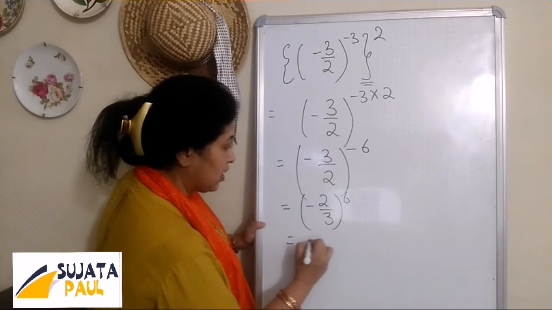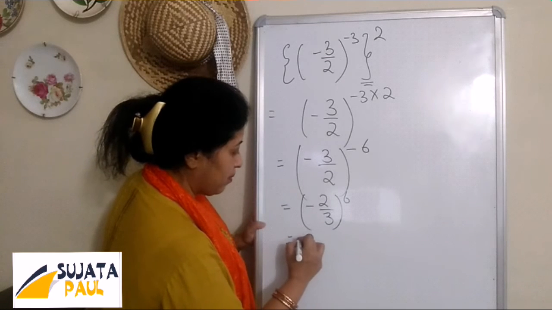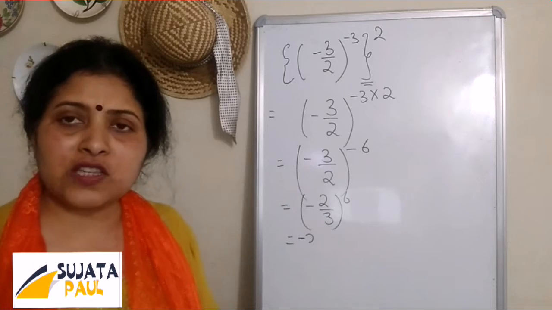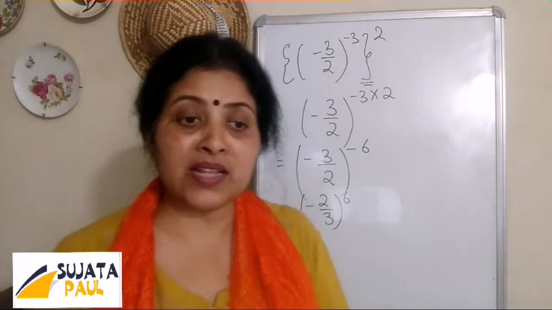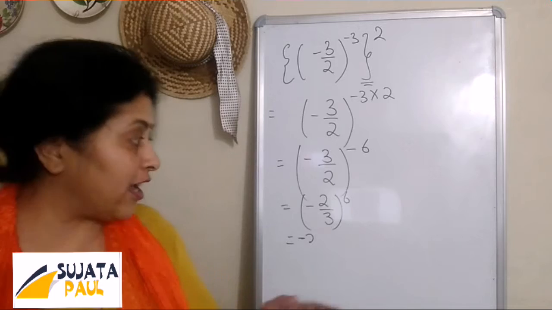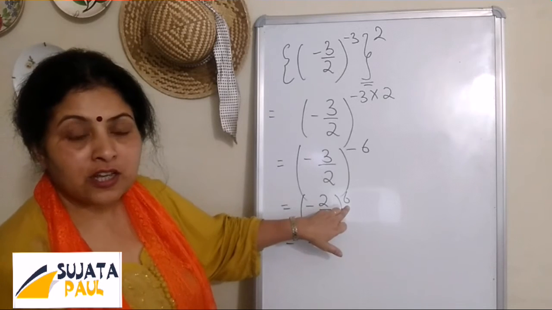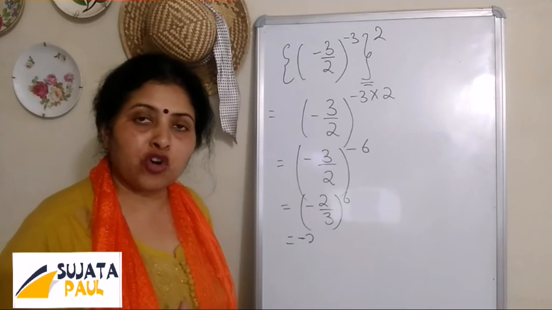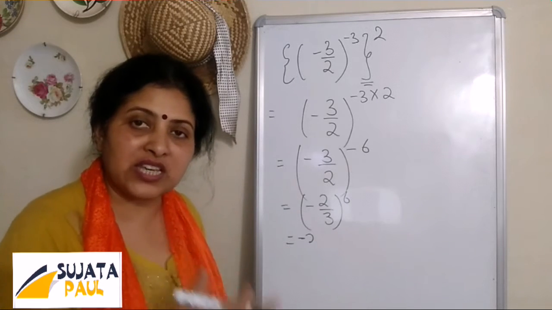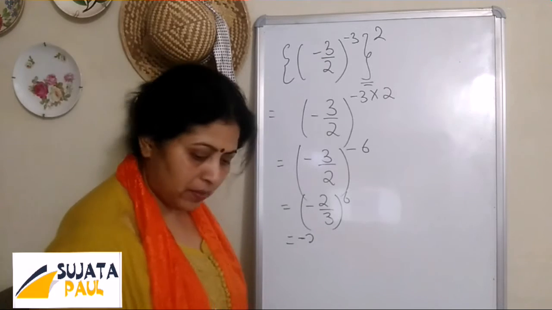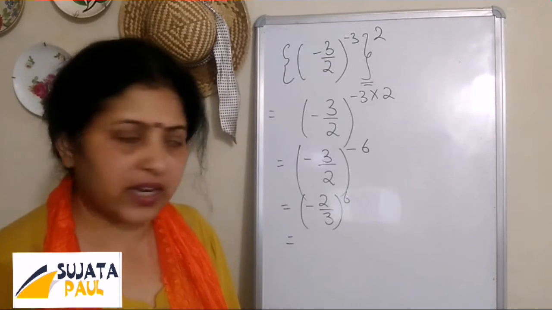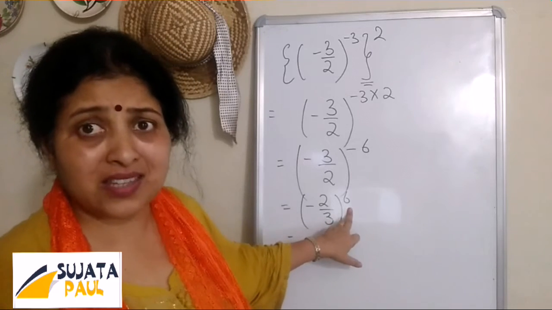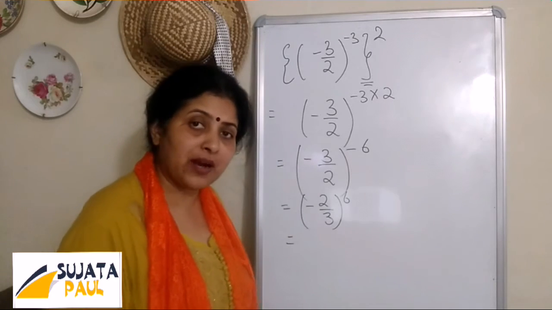So this means this will become minus 2 by 3. So that means the minus is how many times? It is 6 times. So even number of minuses multiplied with each other will be plus. So before I write anything, I just remove this. I'm not even going to calculate it because it is 6, an even number. So the answer will become positive.